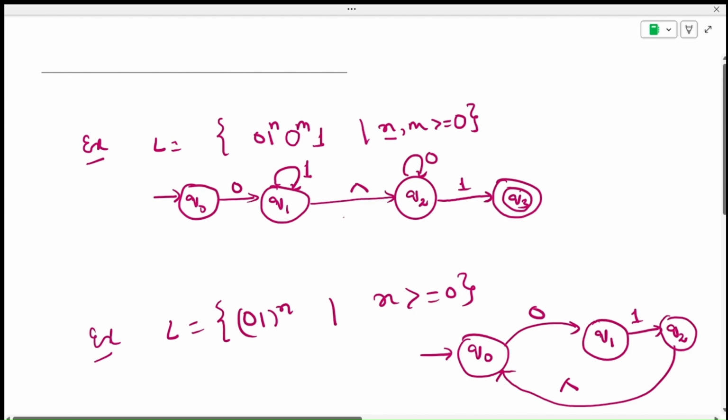This is 0, 1, 0, 1, followed by a null, again 0, 1 followed by a null. It is equivalent to (01)^n for any n greater than or equal to 0. Make this state the final state. This is again very simple to draw, and remember that any string accepted by a non-deterministic finite automata with null transition can be accepted by an NFA as well as a DFA.